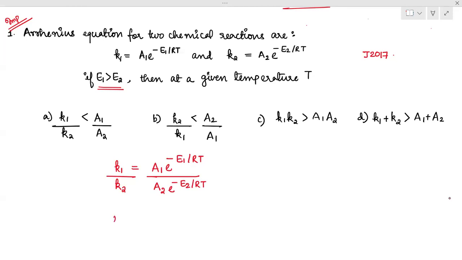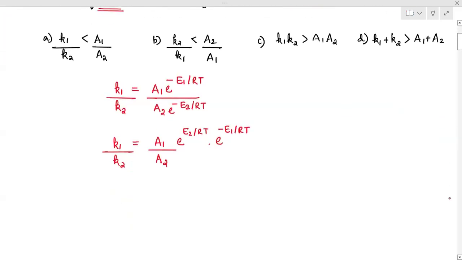So this can be written as k1/k2 = A1/A2. I'll take this exponential term to the top, so this will become e^(+E2/RT) into e^(-E1/RT). Correct? 1/RT is common, so I can write it as k1/k2 = (A1/A2) e^((E2 - E1)/RT). Okay, this is what we have got.